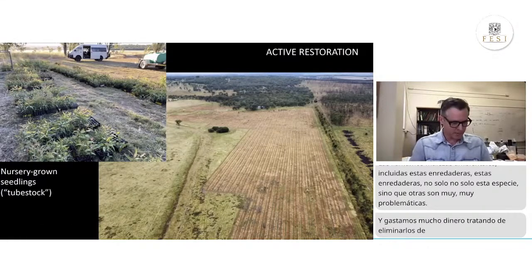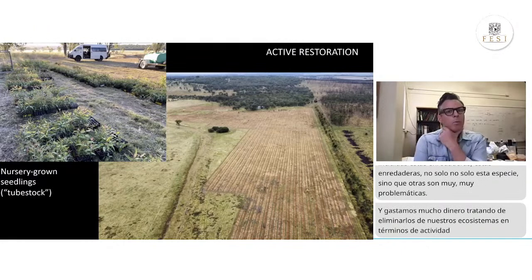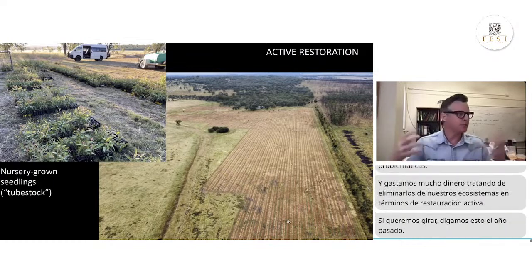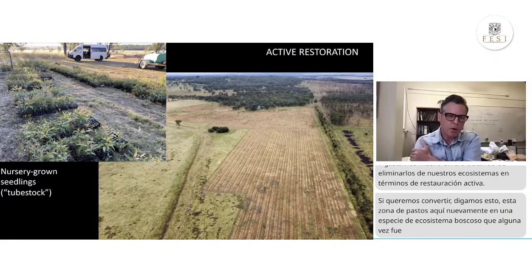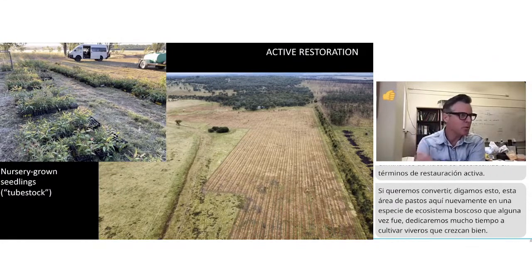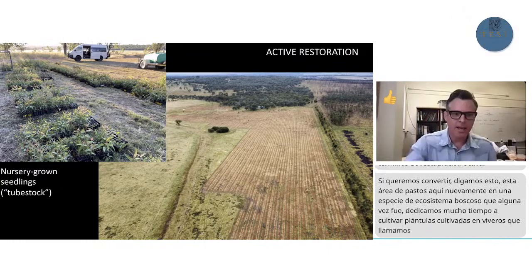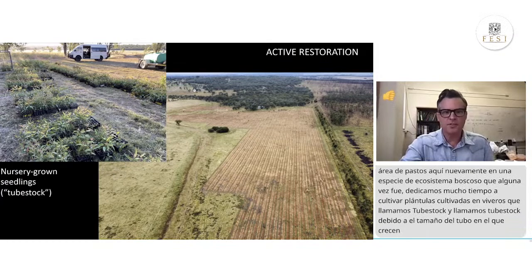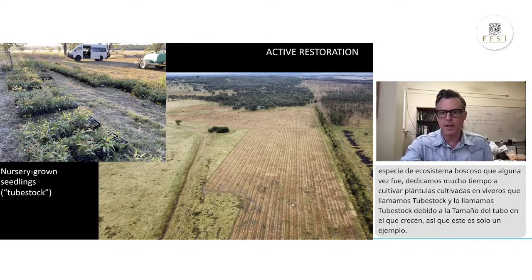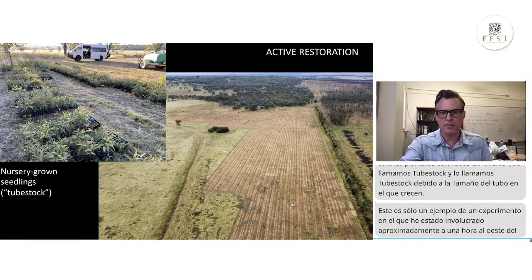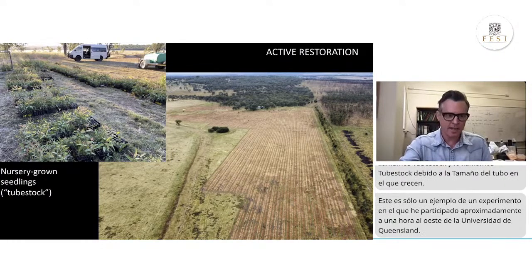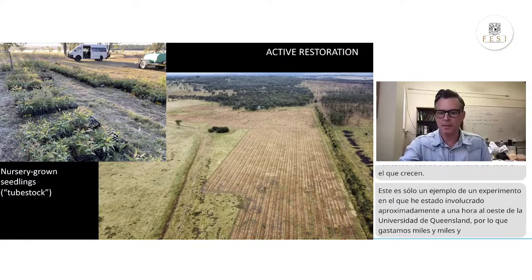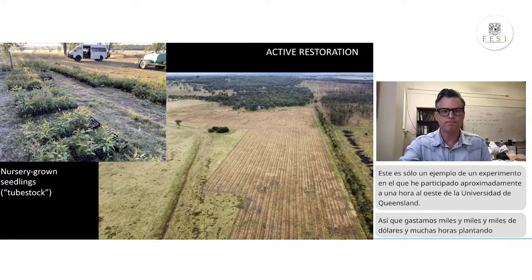In terms of active restoration, if we want to turn, say, this pasture area here back into some sort of forested ecosystem that it once was, we spend a lot of time growing nursery-grown seedlings that we call tube stock. And we call it tube stock because of the size of the tube that they're grown in. So this is just an example of an experiment that I've been involved with about an hour west of the University of Queensland. So we spend thousands and thousands of dollars and many, many hours planting trees.